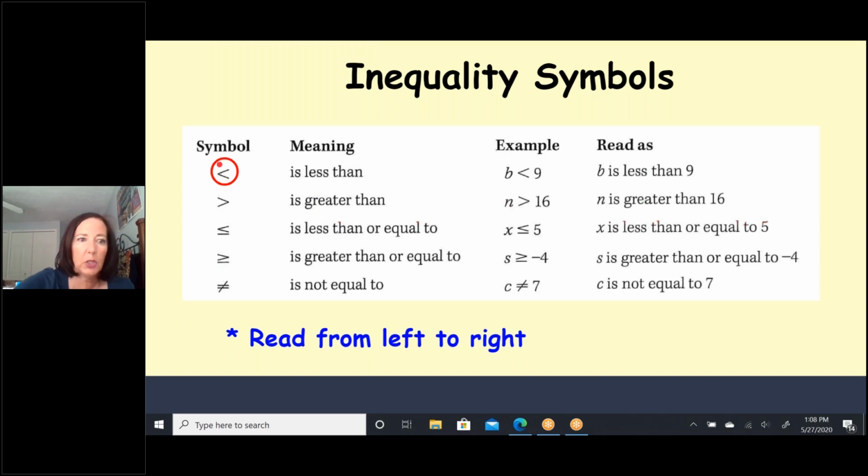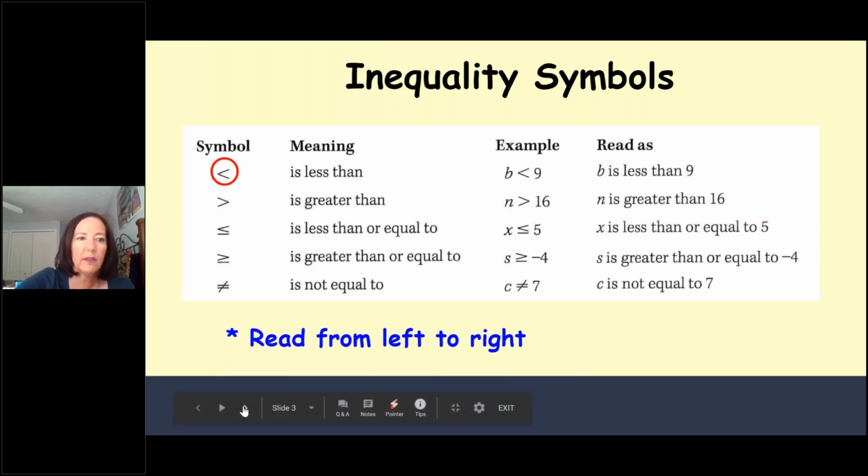The next symbol, circled in orange, is the greater than symbol. And again, from the left side going to the right, the larger opening comes first. And so that's how I remember that that's the greater than symbol. If you had the inequality N, this symbol 16, it's read N is greater than 16.